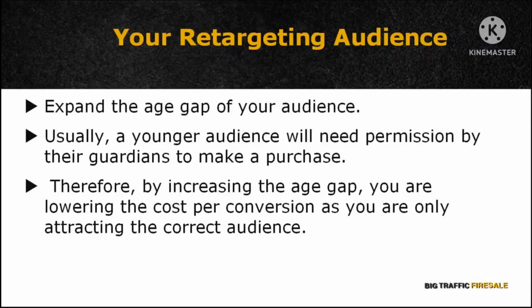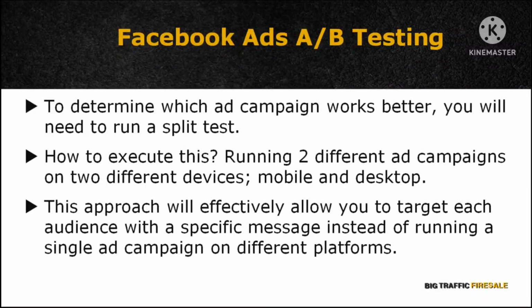For instance, you're putting up your ad where you're offering a software and the targeted audience are tech-savvy users. Most advertisers will pick an age range of 18 to 44. Usually, a younger audience will need permission from their guardians to make a purchase, or they don't have enough money to make the purchase. Therefore, by increasing the age gap, you are lowering the cost per conversion, as you're only attracting the correct audience. The fourth and final step is to run a Facebook ads A/B testing.